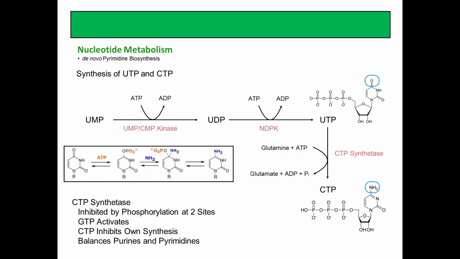Okay? So here's my UMP one more time. I turn it into UDP and then UTP. This should look familiar. We have a kinase that works on U's and C's. We had one that was specific for AMP. We had one that was specific for GMP. And now we have one that works on U's and C's. It can't tell them apart. It works on both of them. All right, so we have a uracil cytidine monophosphate kinase.